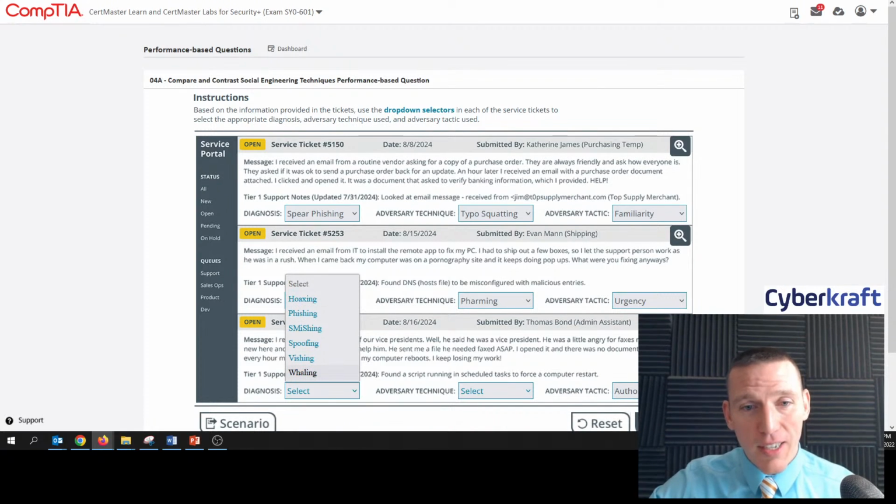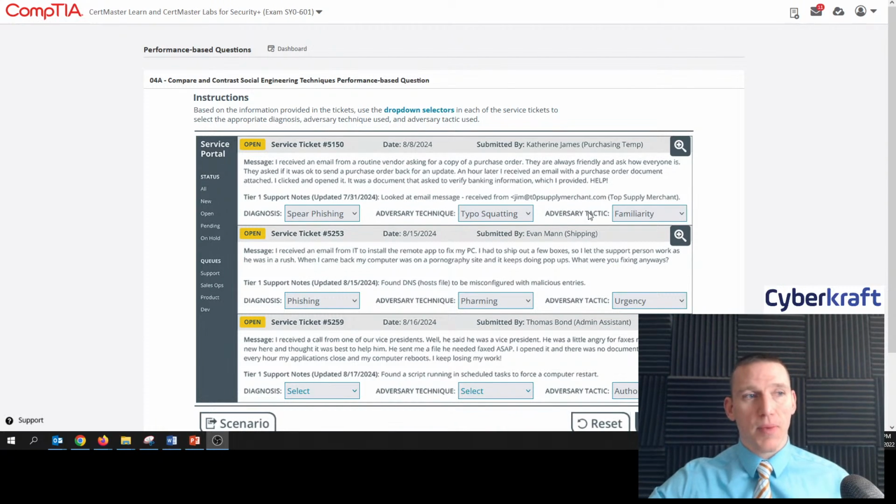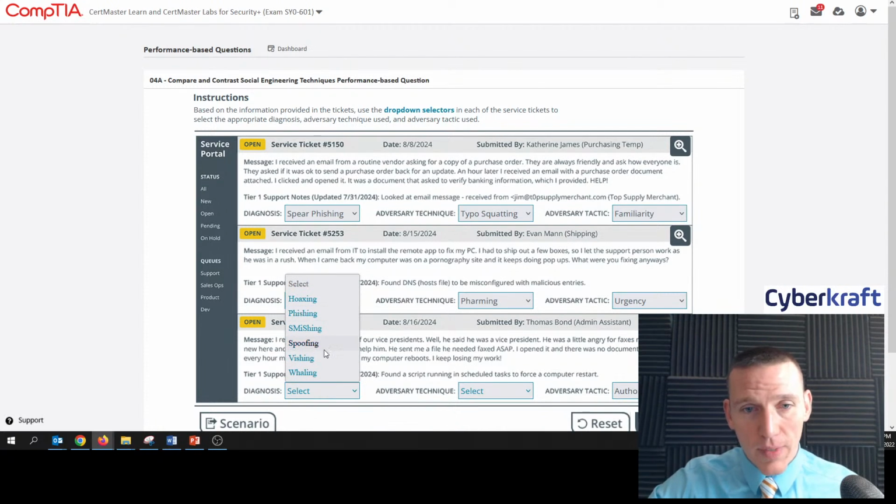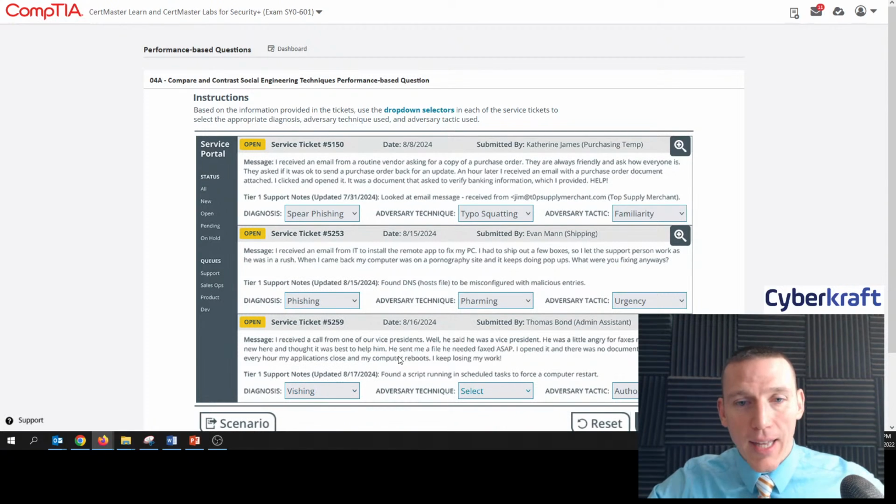Okay, let's see what the diagnosis is here. Hoaxing, phishing, smishing, spoofing, vishing, or whaling. Well, we got a call, right? If we got a call, what does that tell us? That tells us it's going to be a type of attack that uses phone. The only type of attack that uses phone is vishing, unless you count smishing, but we're not getting the text here. And then the technique: every hour this happens, and a script is in scheduled tasks.